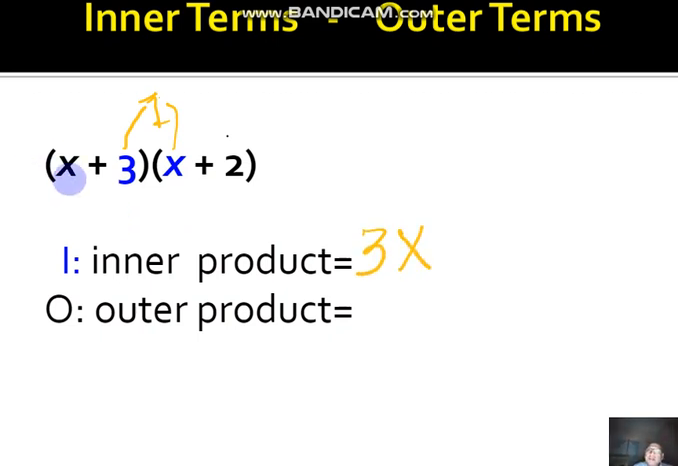The outer terms, which are x and 2. This is the outer term. If I multiply them together, I get 2x. If I multiply 2 times x, I get 2x.